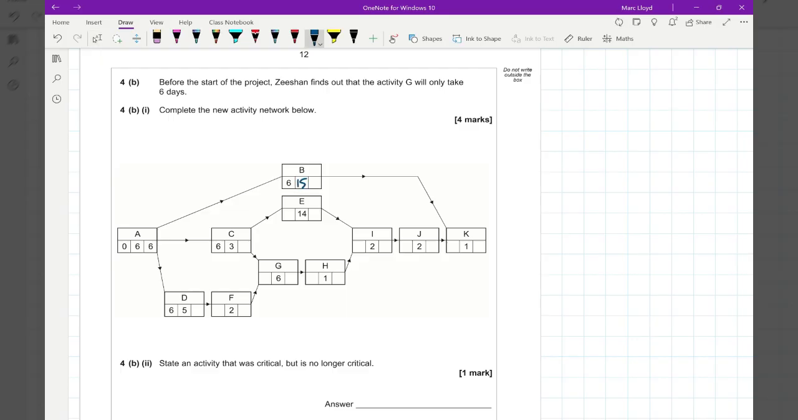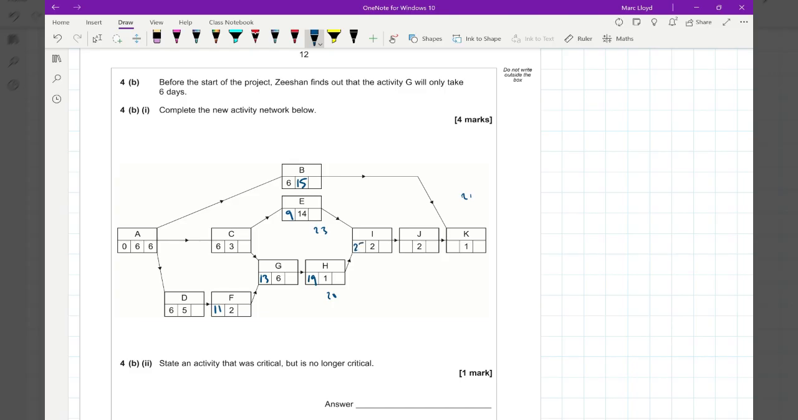Okay, let's now work out all of these early start times. So 6 plus 5 is 11. 11 plus 2 is 13. So we can't start G without F. 6 plus 3 is 9. That goes into there. 13 plus 6 is 19. 6 plus 15, 21. Okay, so just got to consider these numbers now. 9 plus 14 is 23. 9 plus 11 is 20.